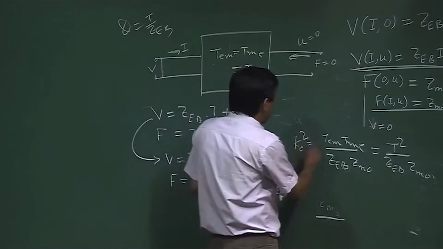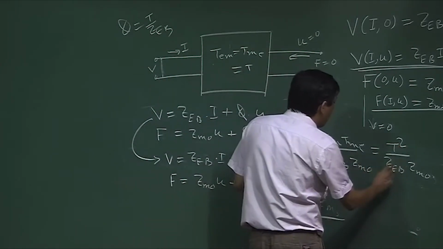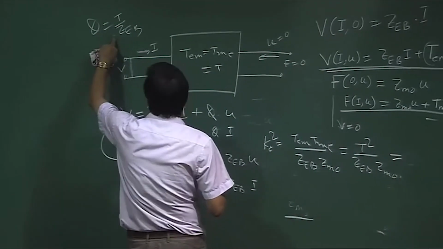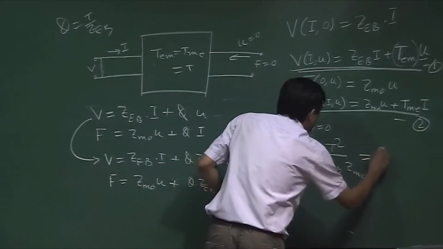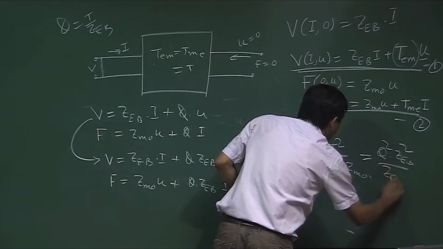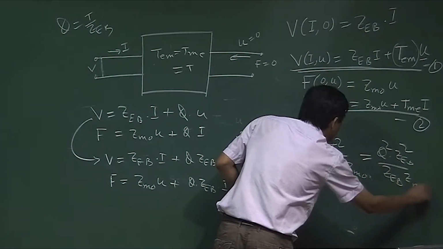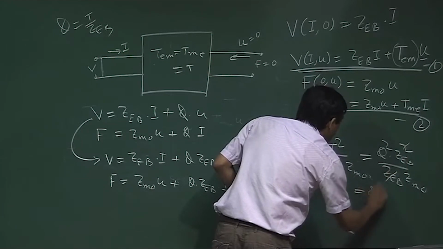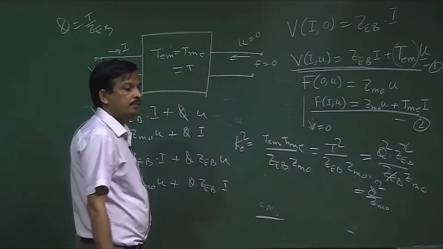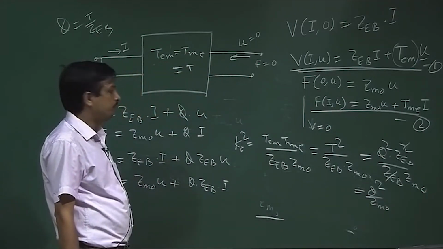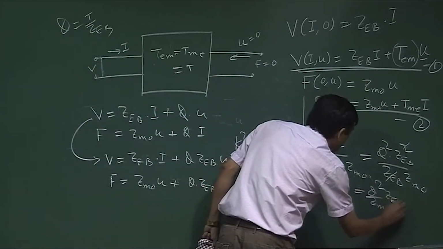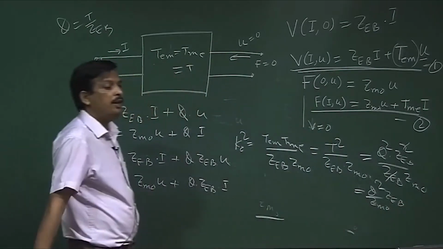Now, Kc square is nothing but T square by ZdV into ZMO, and with T equal to phi into ZdV, it is phi square ZdV square divided by ZdV ZMO. So the square is cancelled. Sorry, it is phi square into ZdV divided by ZMO, because one ZdV is cancelled.